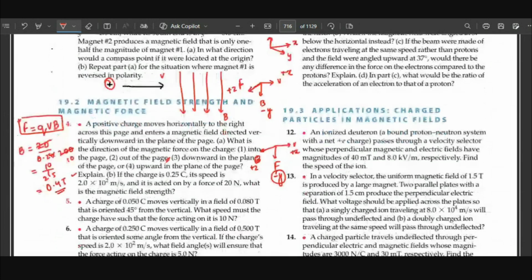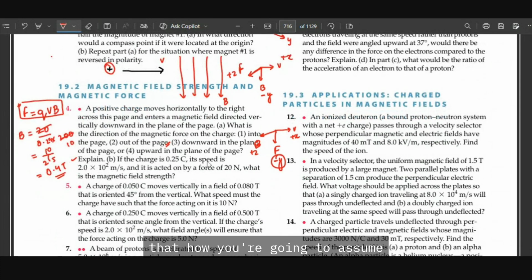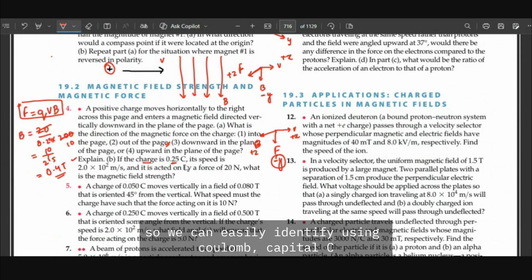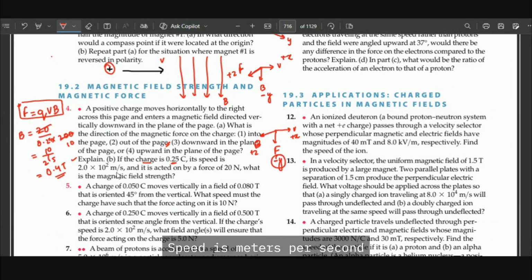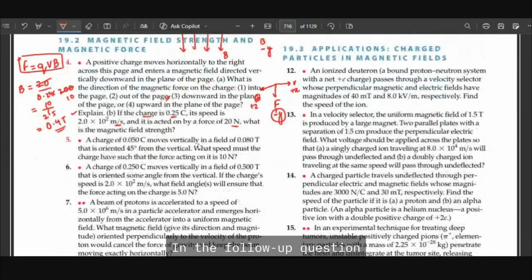But you need to be focused with this thing, on how you're going to assume which is what. Charge is 0.25. Coulomb is the unit. So you can easily identify using Coulomb, capital C. Speed is meters per second. Force is always Newton. So you can easily guess all those things. In the follow-up question, question number 5, charge is 0.05 coulombs. It is moving vertically upward in a field of 0.08 Tesla.